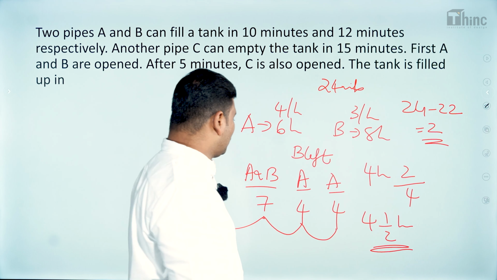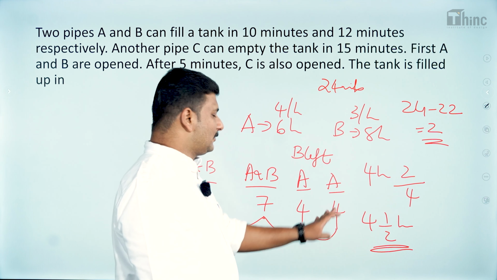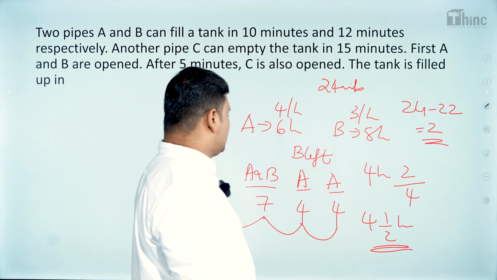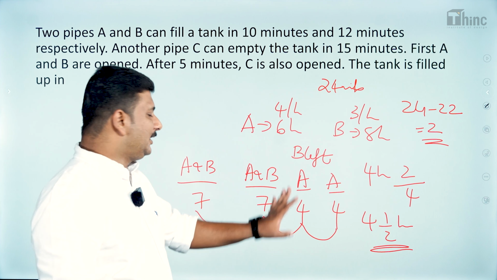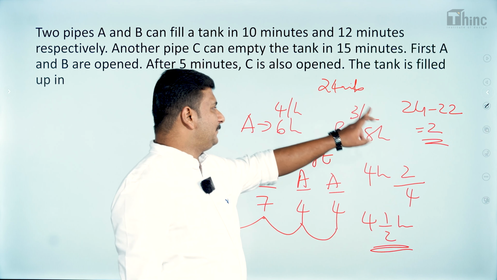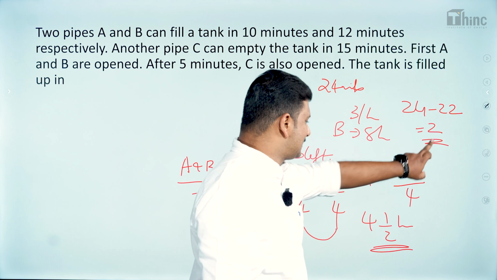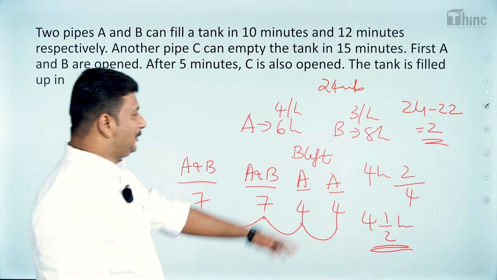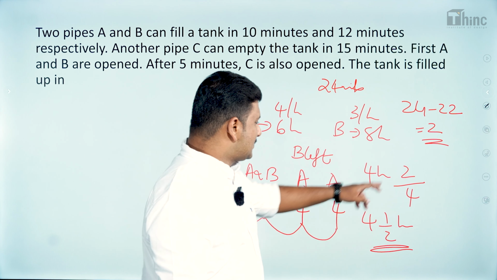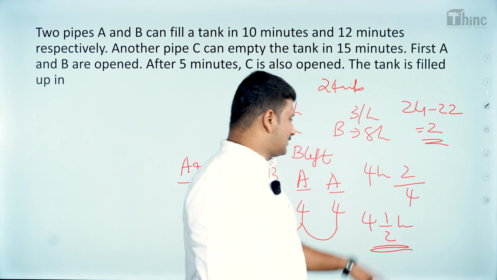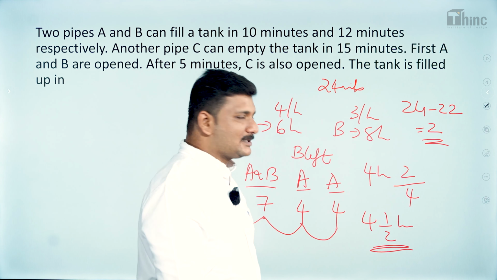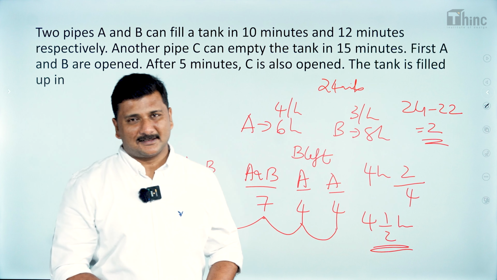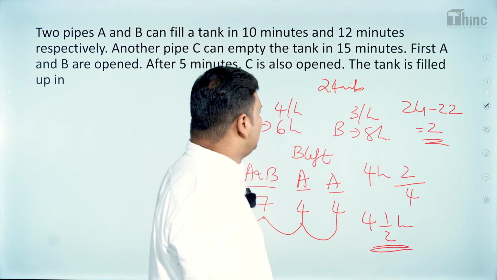Next hour A will do 4 more. So 18 is done. Next hour also A will do 4 more. So 22 is done. Now already out of 24, 22 is done. Now only 2 more units is left over. On the 5th hour, A can do 4 units, but only 2 more units to be done. So A can do 2 units in 2 by 4 more hours. So 4 hours and 2 by 4 hours means 4 and 1 by 2 hours is the correct answer. I believe this is completely fine for you.